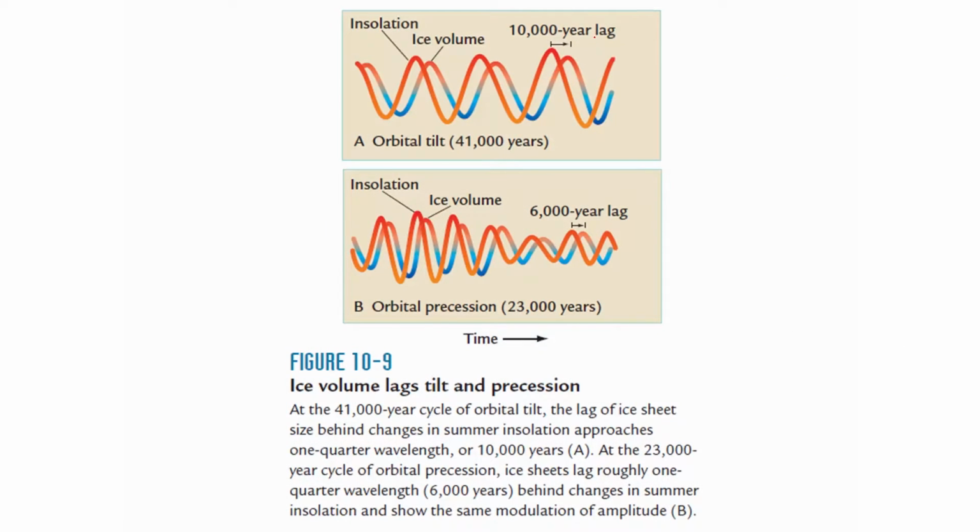Okay. So the time lag of 10,000 years is shown here for orbital forcing of 41,000 years, and for the precession forcing of 23,000 years, typically the time lag associated is something like 6,000 years. So you can see that the complications begin to build when you have precession and obliquity acting together.